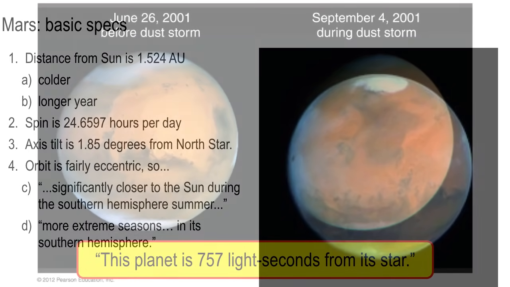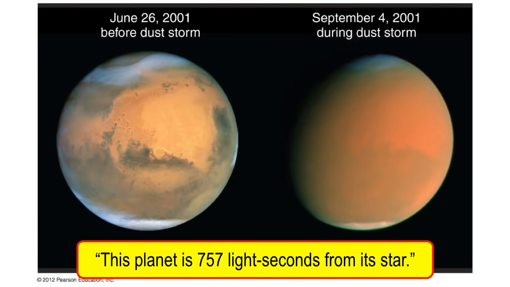Here's a kind of a cool image. Look at this. All right, this is 2001, June 26th, before the dust storm. And just a few weeks later, September 4th, so that's like 2 point something months later, look at that. That is a dust storm that basically covers the entire planet. So make a note of that. Martian weather can be global. Very drastic changes.